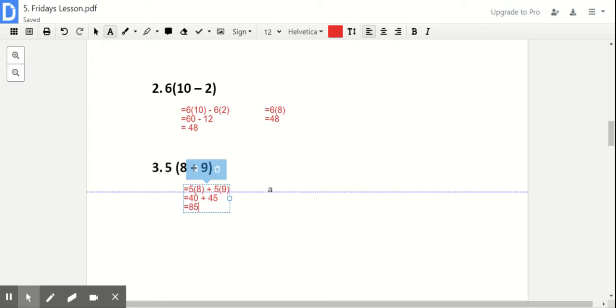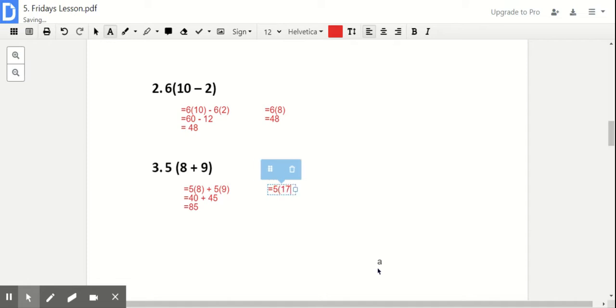Okay, now let's get into parentheses first. So 8 plus 9 equals 17. So 5 times 17. Of course, these types of numbers you do not know off the top of your head. That's totally fine. But we do know that 5 times 17, when you do the math out, is going to equal 85.